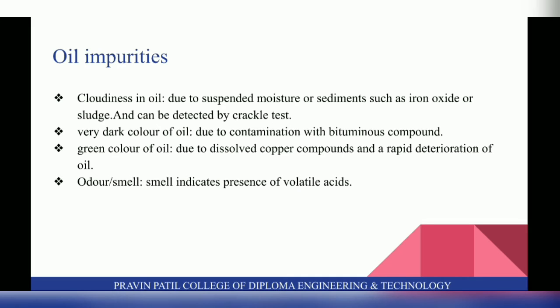So oil impurities. Cloudiness in oil is due to suspended moisture or sediments such as iron oxide or sludge, and can be detected by crackle test. Next is a very dark color of oil. Due to contamination with bituminous compound, it becomes dark in color.